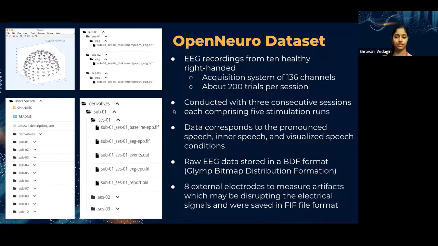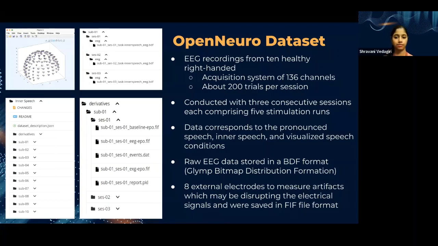The dataset used in this research contains data from a study that aimed to investigate how neural signals correlate with inner speech. The dataset comprises electroencephalography, EEG, recordings, obtained from 10 healthy right-handed participants with an acquisition system of 136 channels. The sample included 4 females and 6 males with a mean age of 24 with a standard deviation of 10 years. All participants were native Spanish speakers and did not report any conditions or disorders that could interfere with the research. The participants are identified by aliases, sub 01 through sub 10, as can be seen in the pictures on the left, during the study.